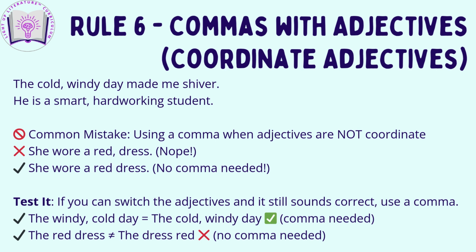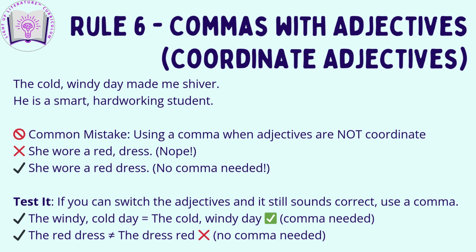He is a smart, hardworking student. All right. If we use our little trick of replacing the comma with an and, he is a smart and hardworking student. Perfect. Now let's look at some of these others. She wore a red, dress. No. She wore a red and dress. No. Red is describing the dress, so we don't need our comma. That's just one word describing the dress.